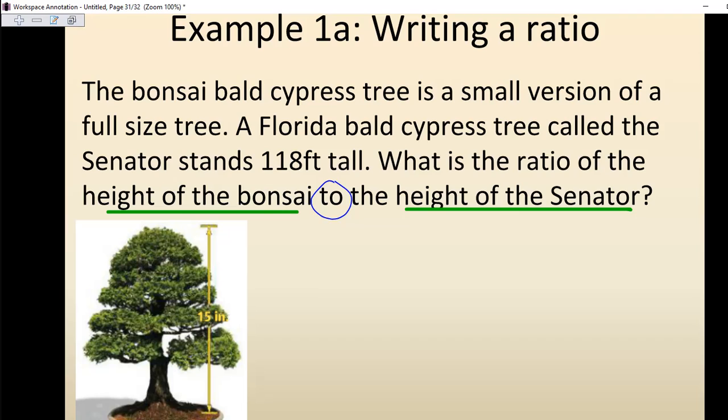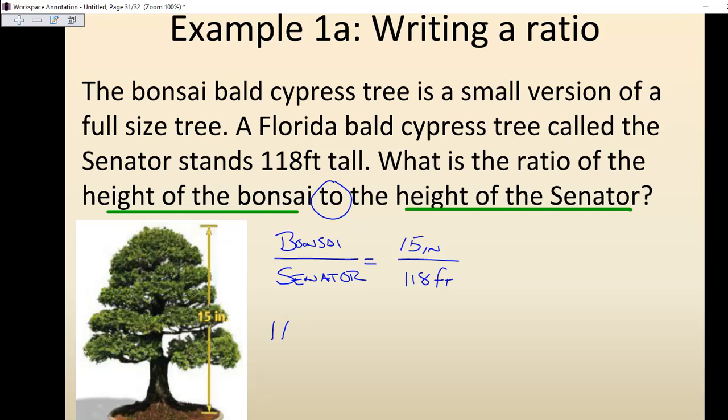Anything behind it is going to be the denominator. So we're going to look at both of the heights: the height of the bonsai over the height of the Senator. Now, let's take a look at what they gave us. The bonsai height is 15 inches. The Senator tree is 118 feet. Now, we can't simplify this yet because one is in inches, one is in feet. It's easier to always take our larger unit to smaller unit. So we're going to put this into inches.